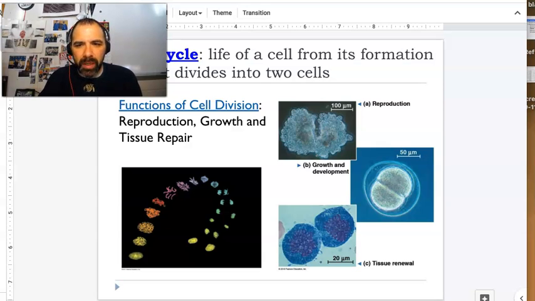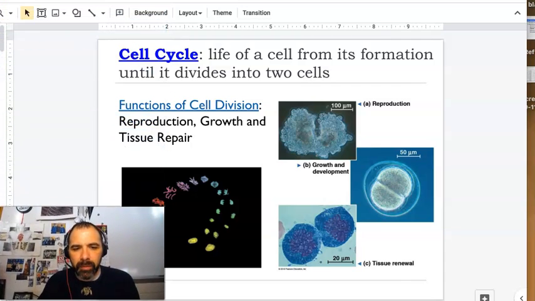I'm going to have to try to move so I'm not blocking that image right there.